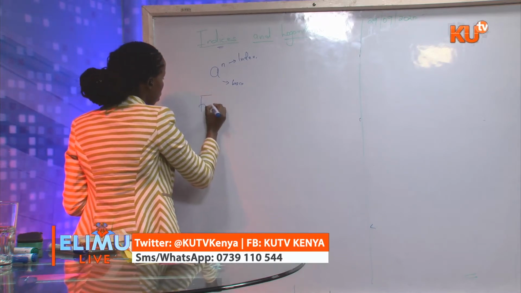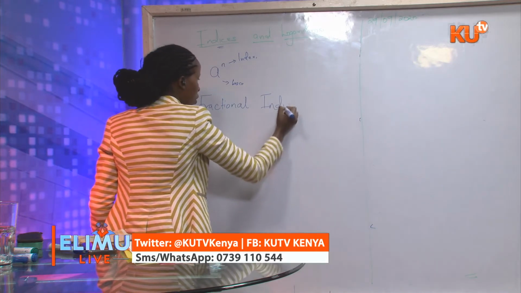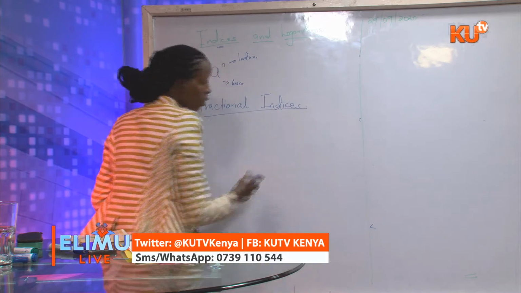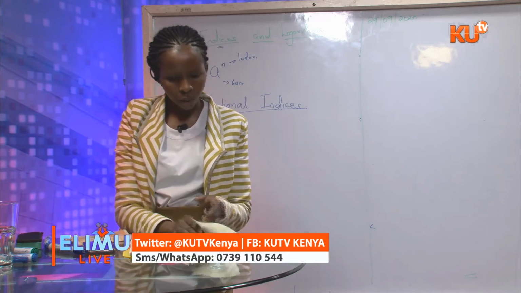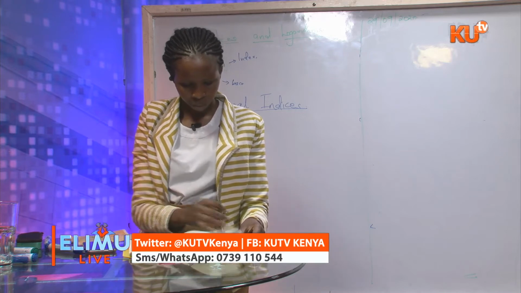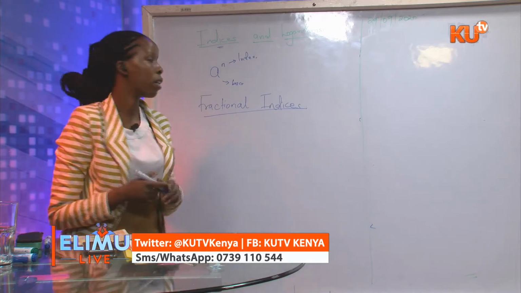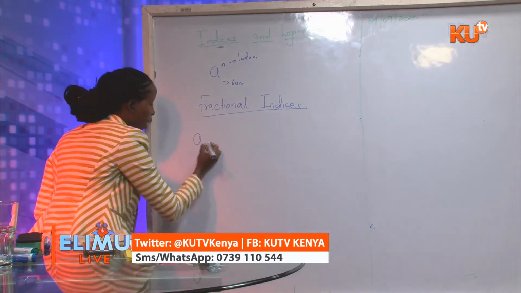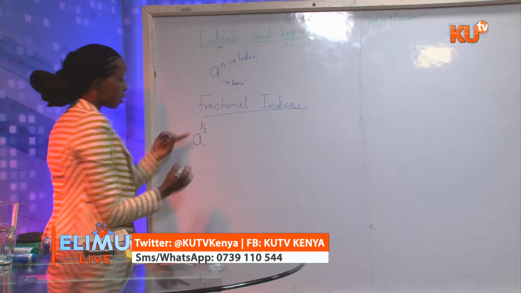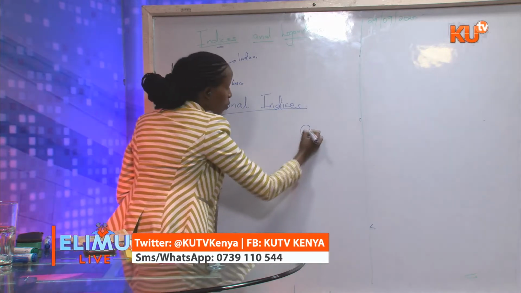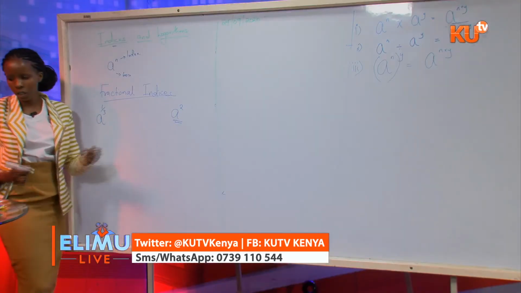Fractional indices. What do I mean by fractional indices? Remember, I said indices are powers. So what I mean is simply that if I have a, then my power is in fraction form, for example, 1 over 3. This is a fraction. But remember, if I have a squared, this is not a fraction. Our index is not in fraction form, so this is not a fractional index.